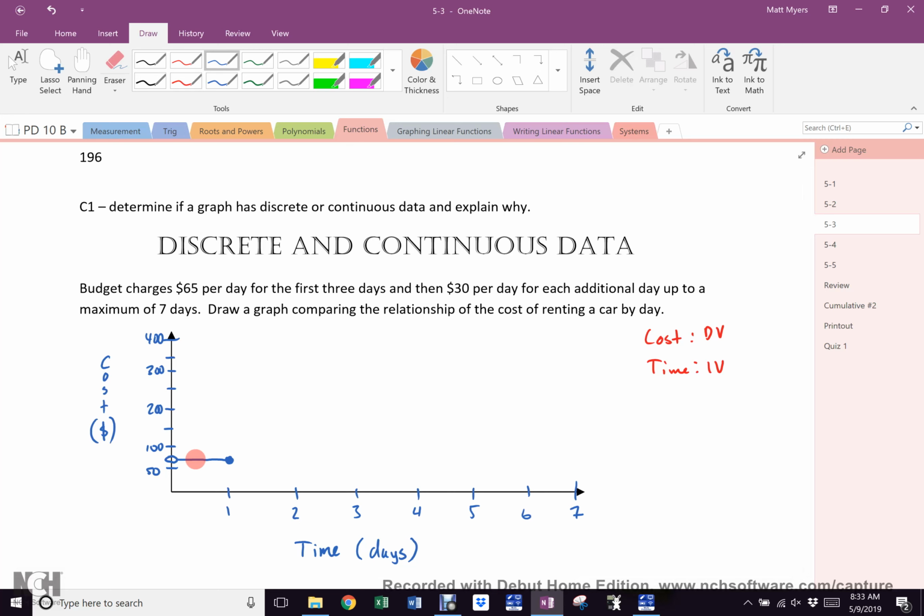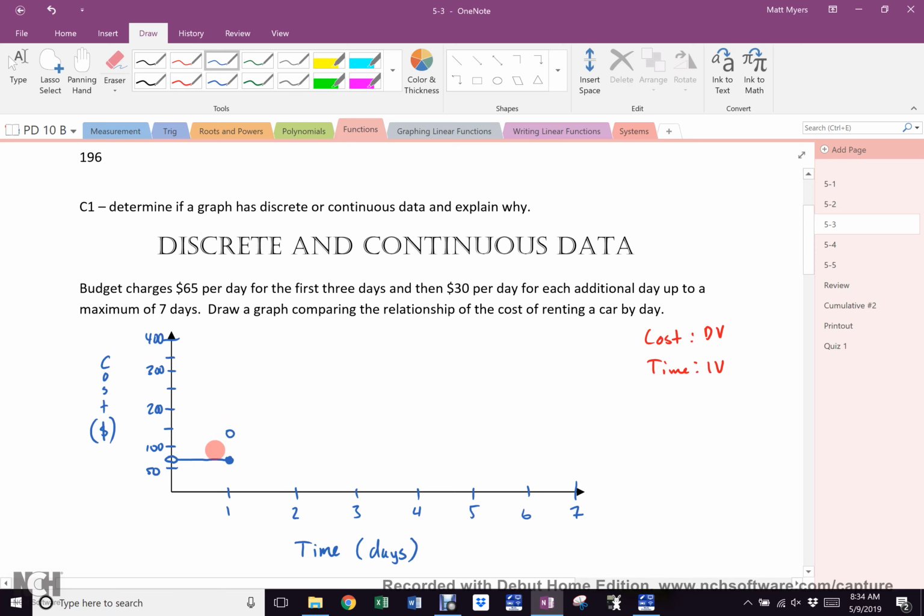No. What happens at 8 a.m. and 1 second? I'm into the second day, so how much do I pay? 65. But I've already paid 65, so where does this next dot go? 130. Is it open or closed? Open. Because at 1 day, I only pay 65.